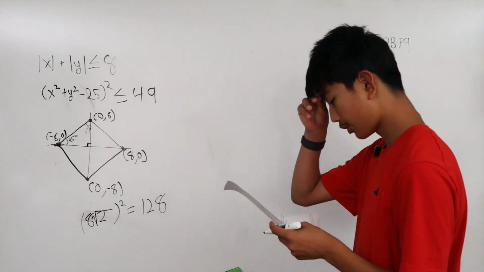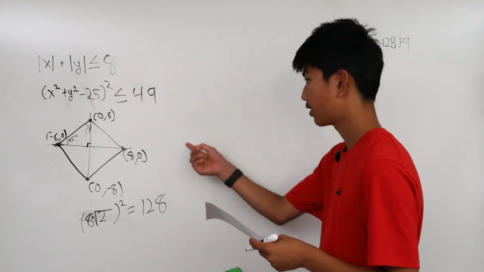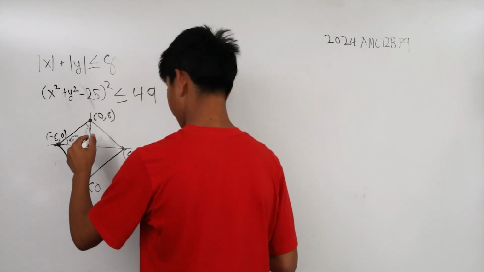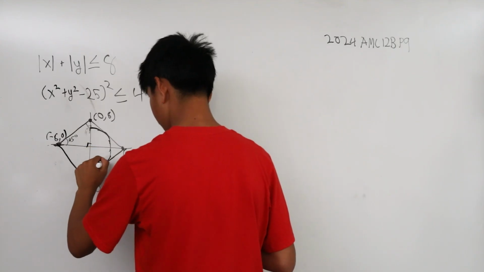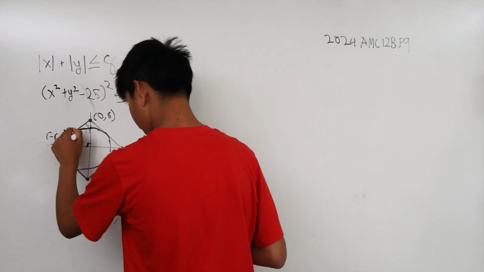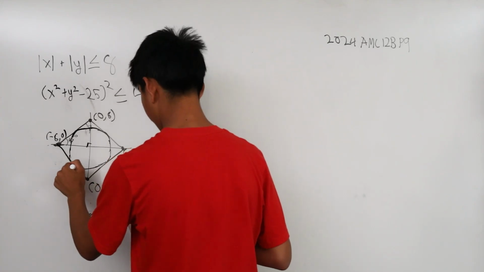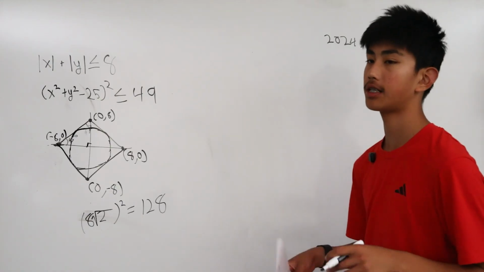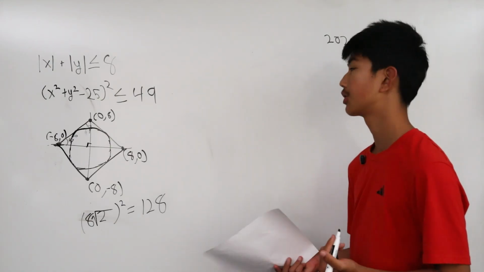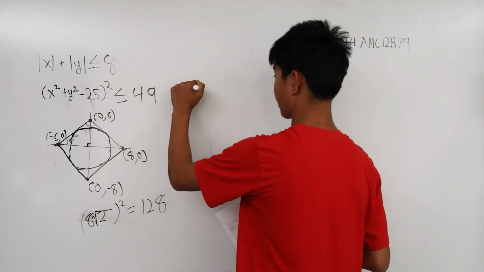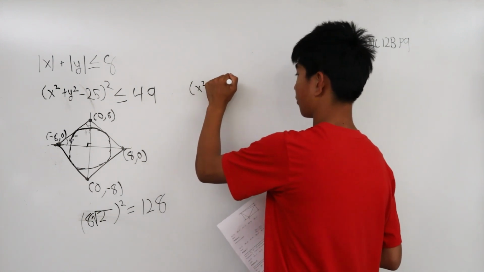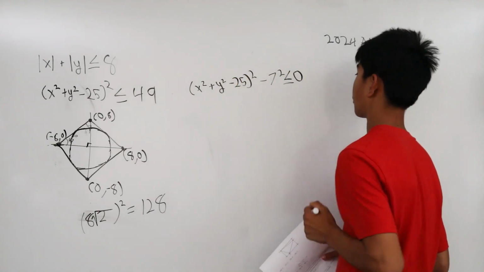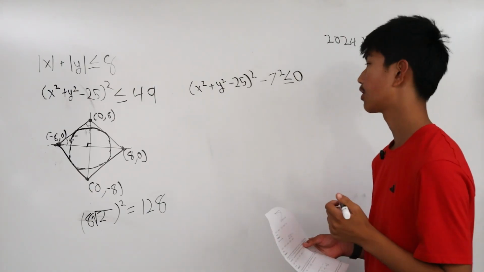Now we know there's also a circle inscribed in it, because this is the equation for a circle. So if we try to draw a circle, it's going to be a circle like so. I'm not a very good drawer, but it's a circle in here. What we can do is subtract the 49 from both sides, and 49 is 7 squared, so we just want to make that clear. So then this becomes x squared plus y squared minus 25 squared minus 7 squared less than or equal to 0. Now we can apply the difference of squares.